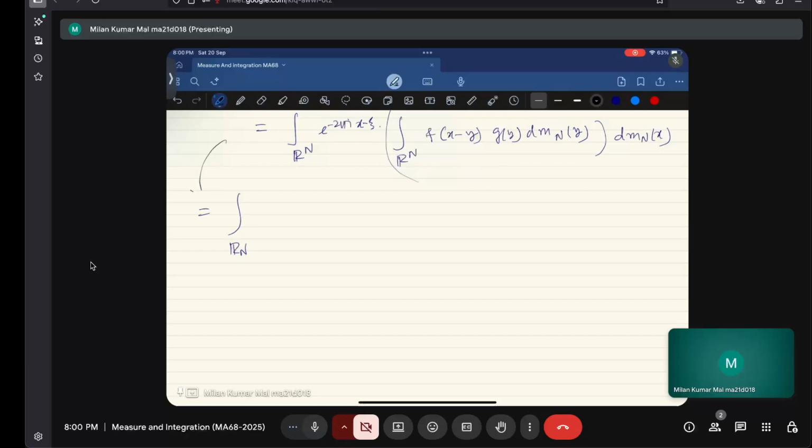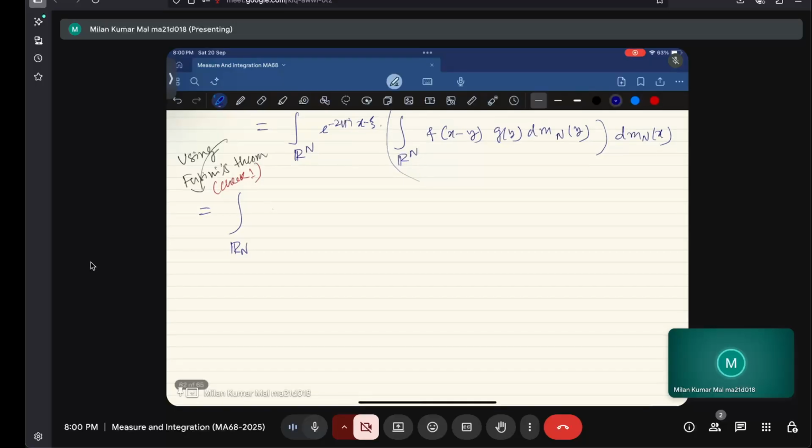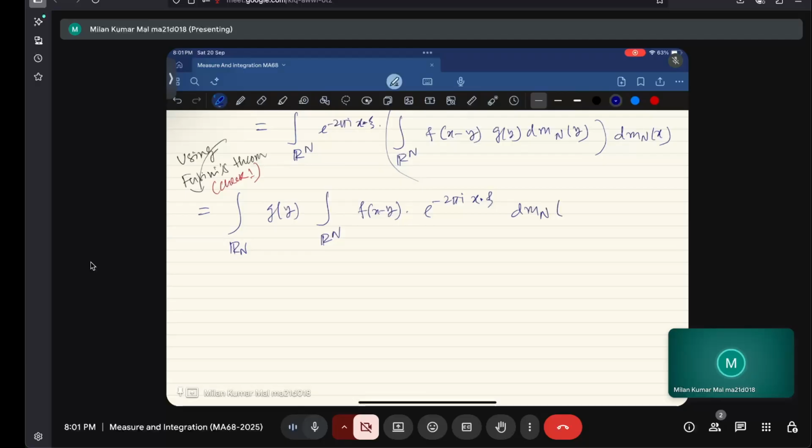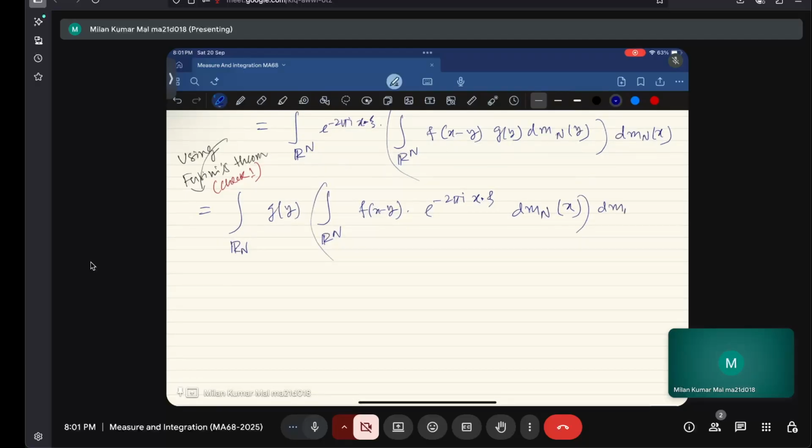Here we use Fubini's theorem. We should check that Fubini's theorem is actually applicable, but I'm not writing how it applies here. So one can write it as the integration over Rn of g of y times the integral over Rn of f of x minus y, e to the power minus 2 pi i x dot xi, dmn x, whole into dmn y.